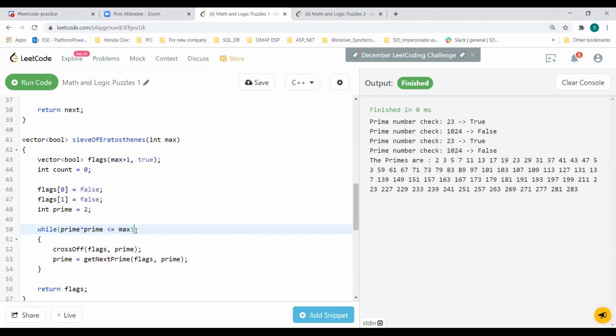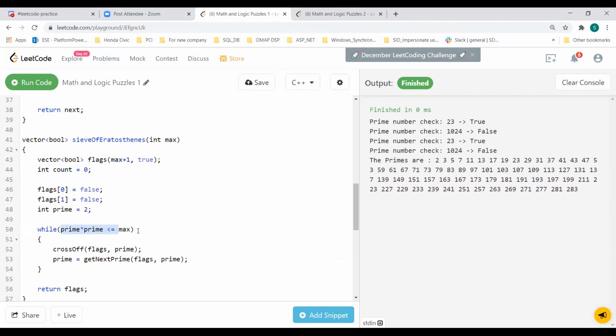Then why don't we use the square root? We store the values also here, right? Yeah, we store the values also, that's true. But he was talking about the time complexity. Yeah, so this is all square root, right? So we can either say square root of max or use this way.